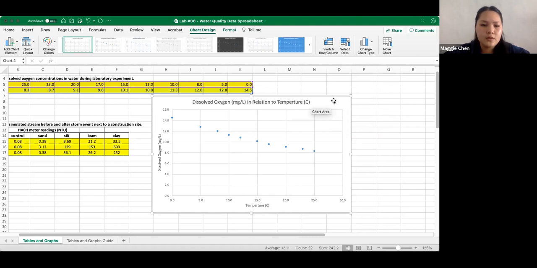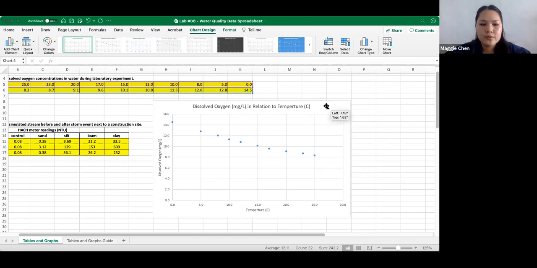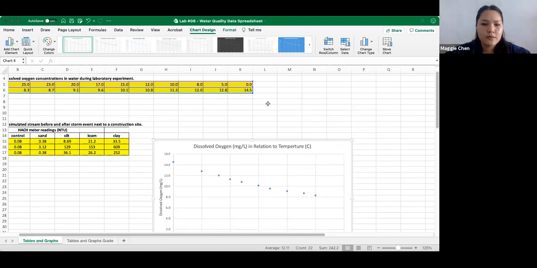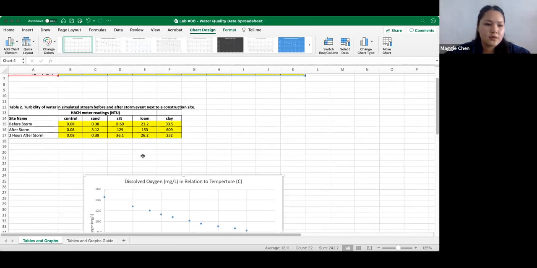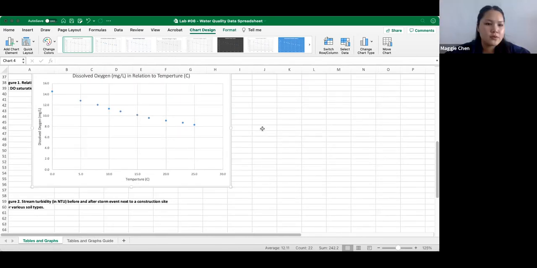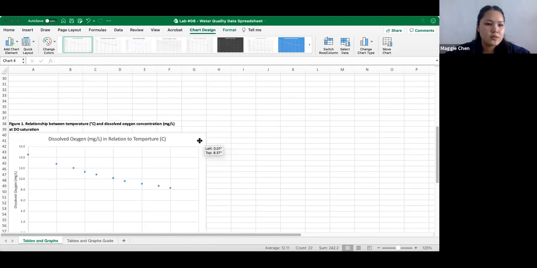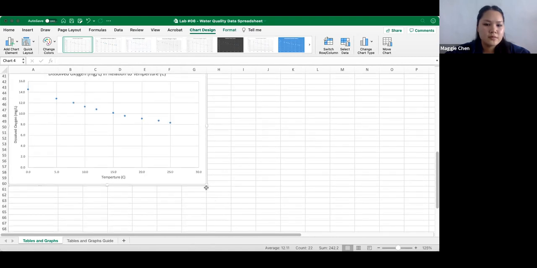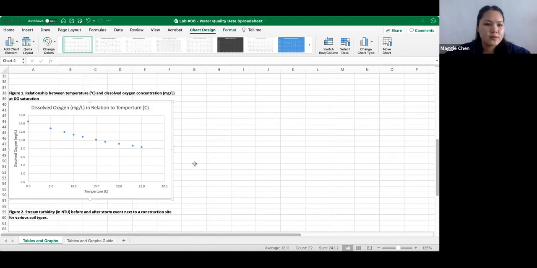And we can see that as temperature is getting warmer, the dissolved oxygen, or the amount of oxygen in our water, does go down. So that confirms what we already know about the relationship between temperature and dissolved oxygen. Once you're done making this graph, we can just move it down here, where this is our figure 1, which shows the relationship between temperature and dissolved oxygen. And we'll just make it a little bit smaller to fit in here.